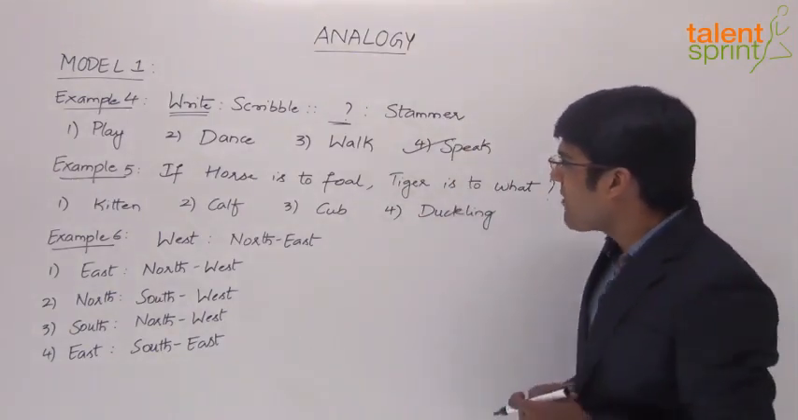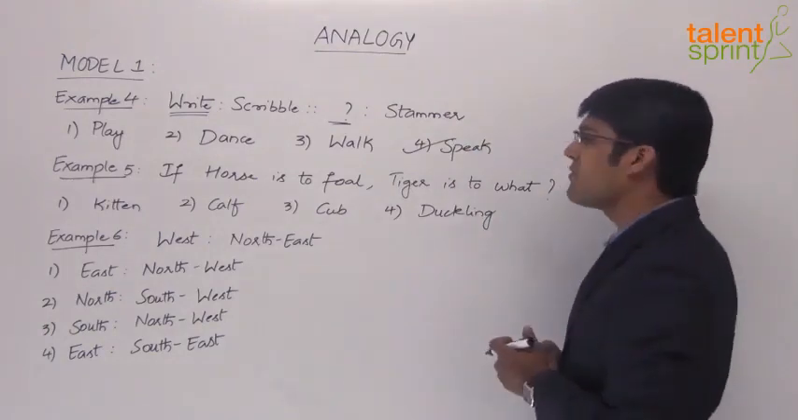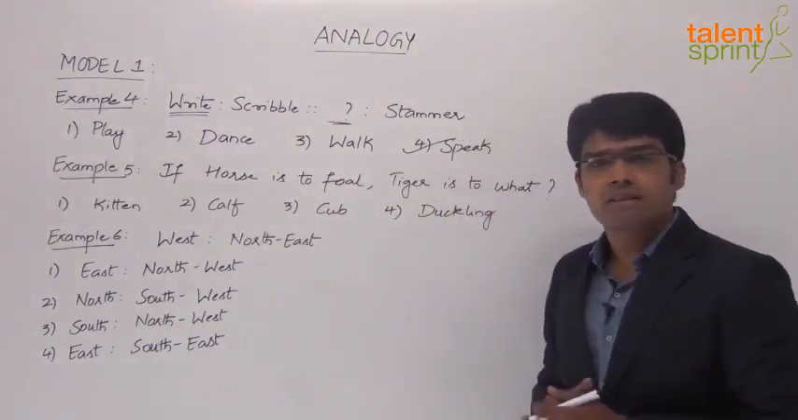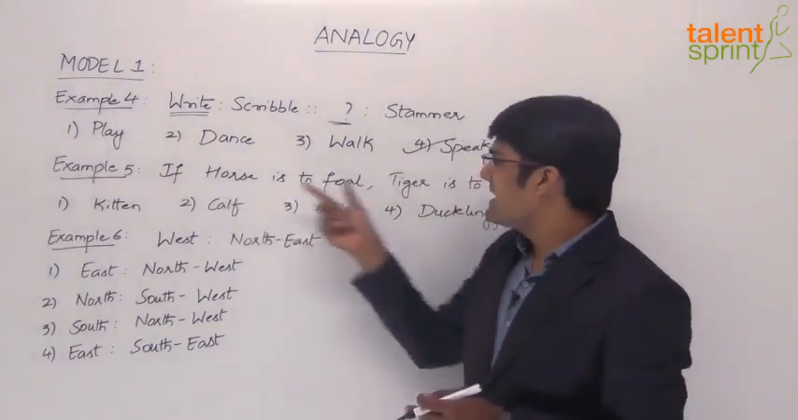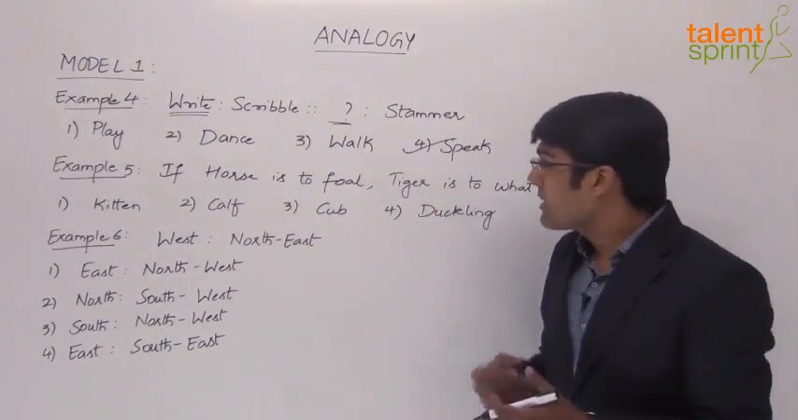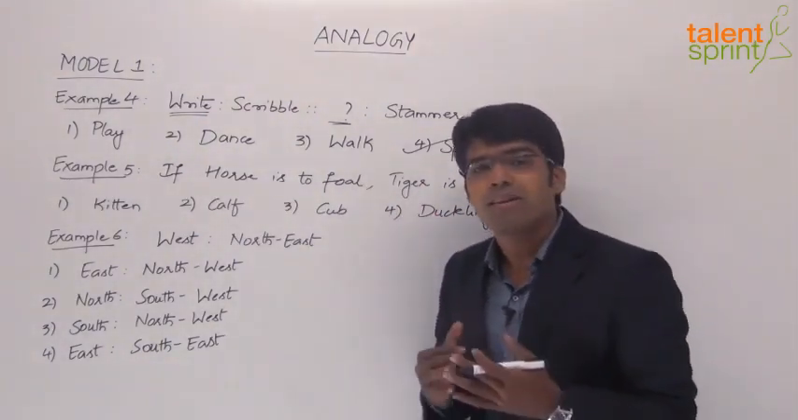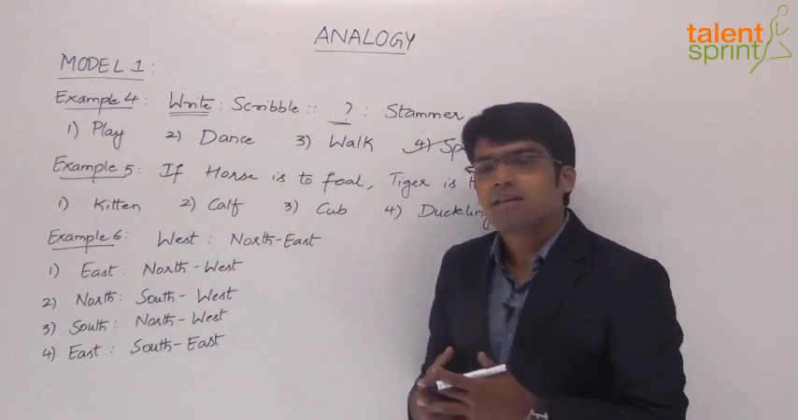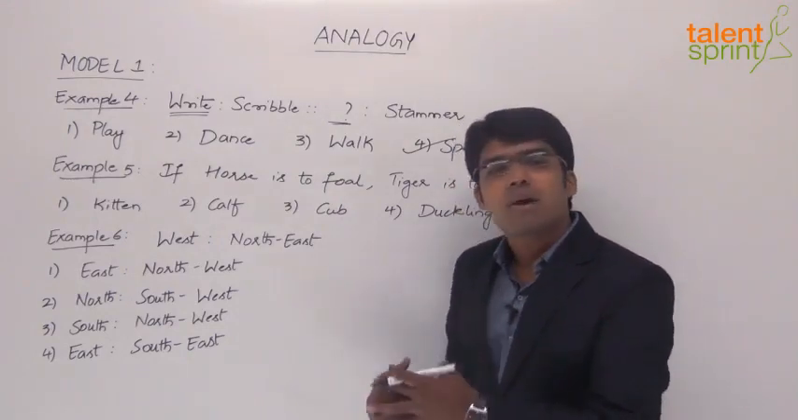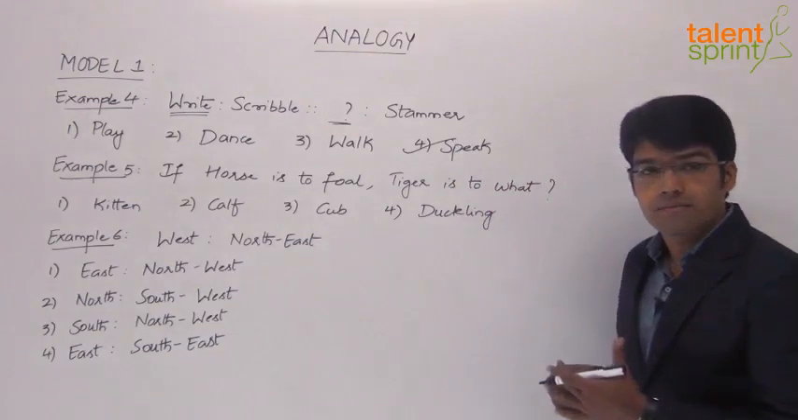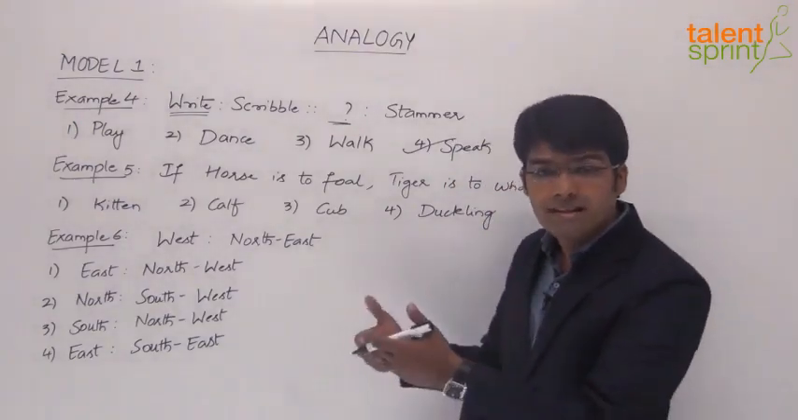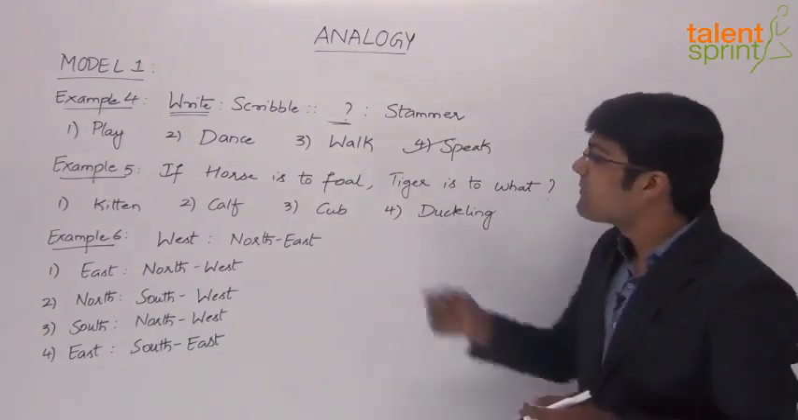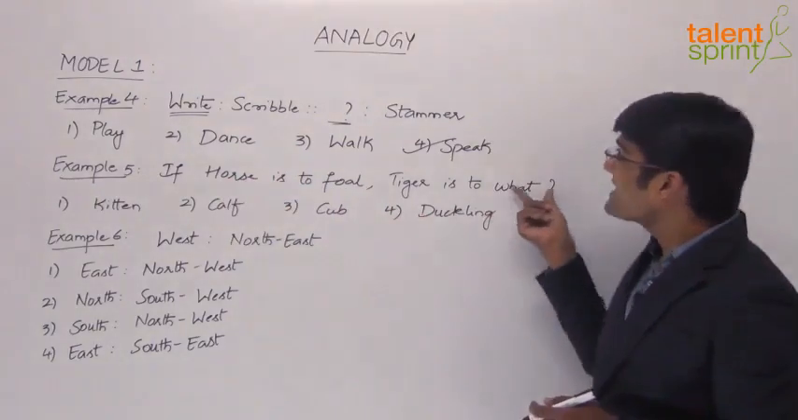The next question here says, if horse is to foal, tiger is to what? So horse is related to foal. In a similar way, tiger is related to what? Now, horse and tiger both are animals, that's very clear. But what is foal? Foal is a baby horse, or we can say foal is the younger one of a horse. So a horse's younger one is foal; a tiger's younger one is what? Just try to take the sentence in a proper way. If foal is the younger one of a horse, then what is the younger one of a tiger?